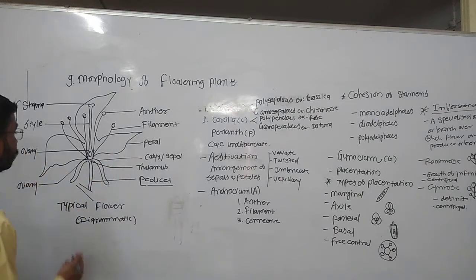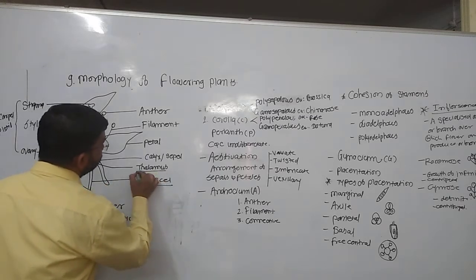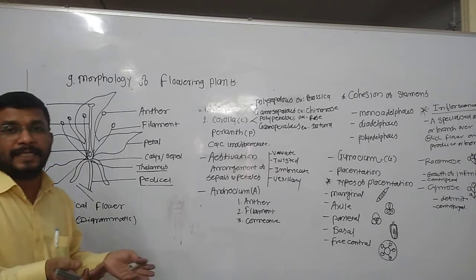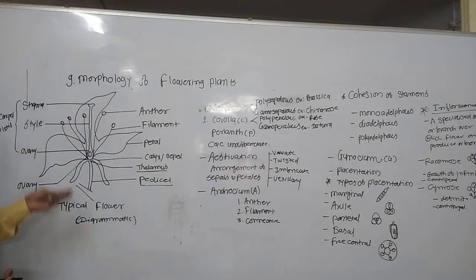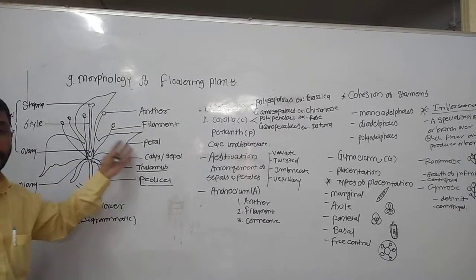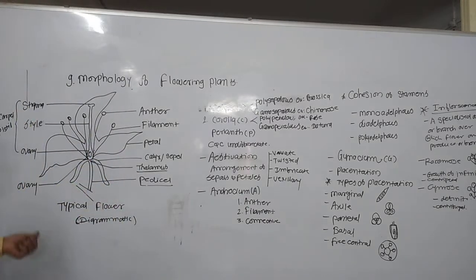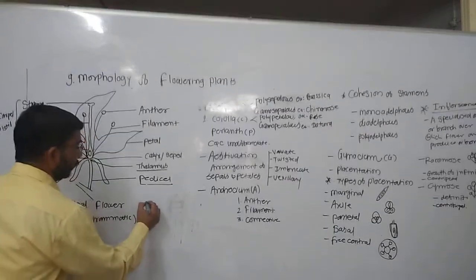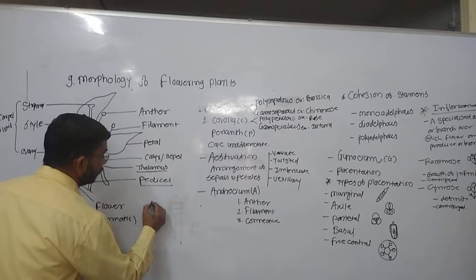Okay? Then the thalamus. What is the thalamus? Thalamus is a very important thing. It provides a stage to all these floral whorls for playing their various roles. What are those? Here there are two parts: essential and accessory.